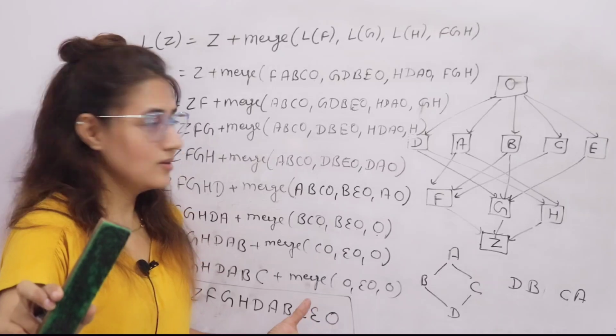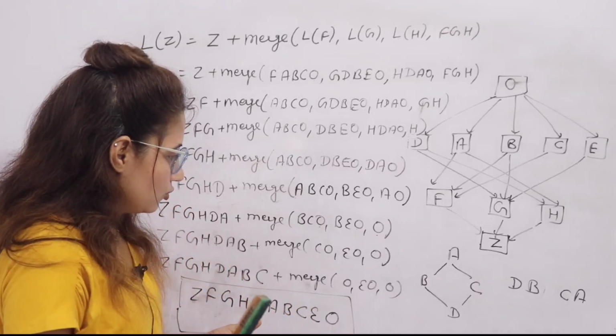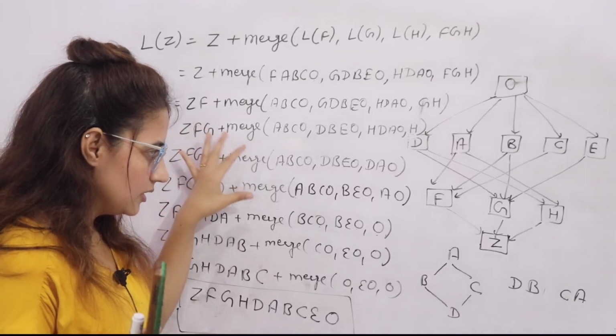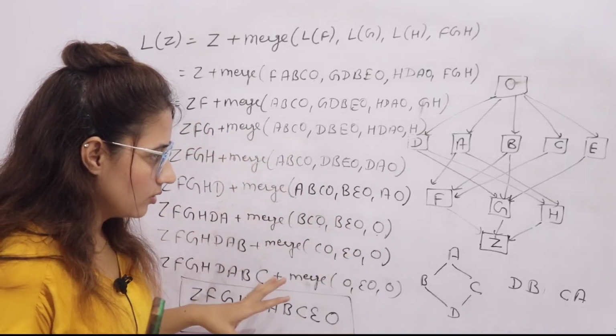I hope you got this. I have tried my best, right? So this is all about the diamond problem, how to solve this problem in Python, and the C3 linearization technique and all, right?